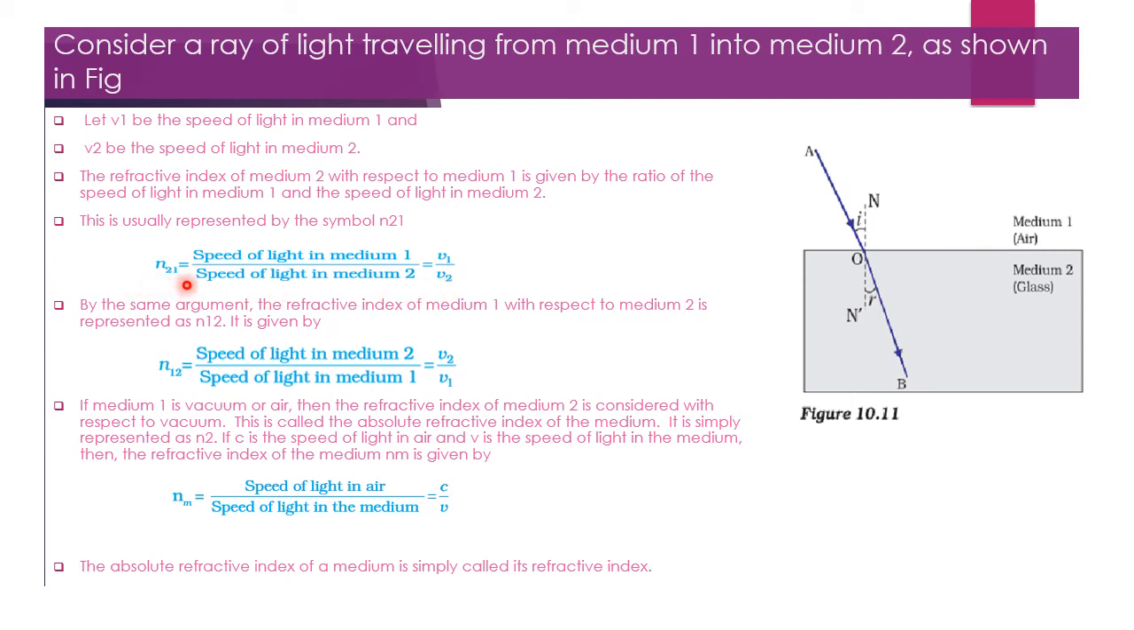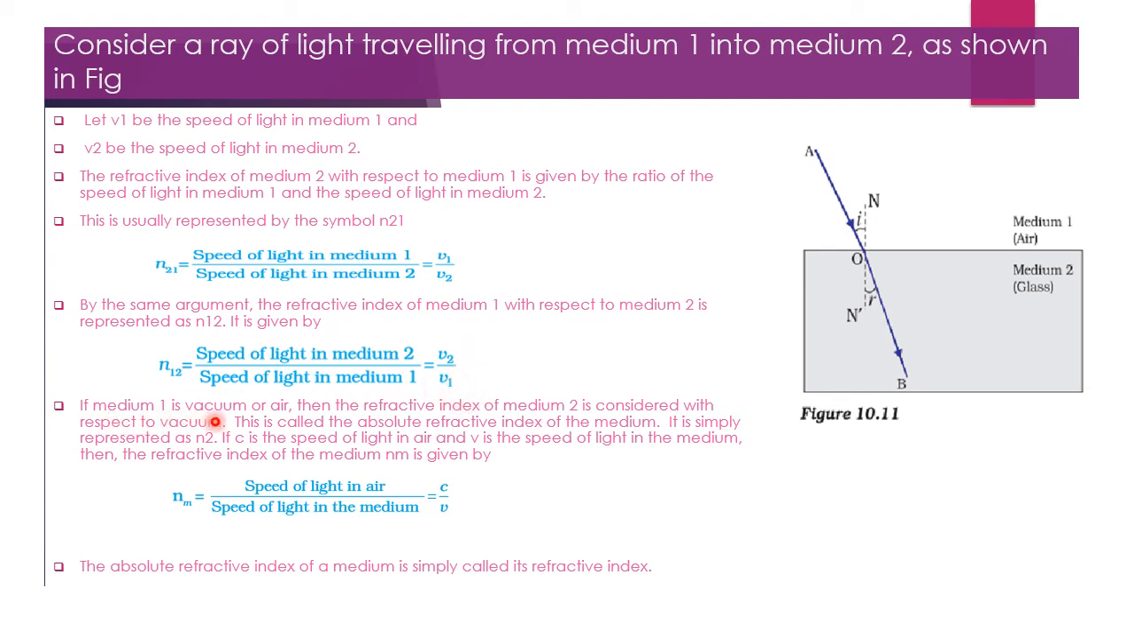Same way, if we have to compare in the other way, that is the refractive index of medium 1 with respect to medium 2. Okay, now we are going to medium 1. So first we were comparing for medium 2. Now we are comparing for medium 1. So it will be the speed of light in medium 2 upon the speed of light in medium 1. That is V2 upon V1.